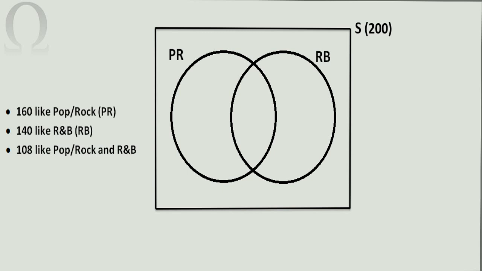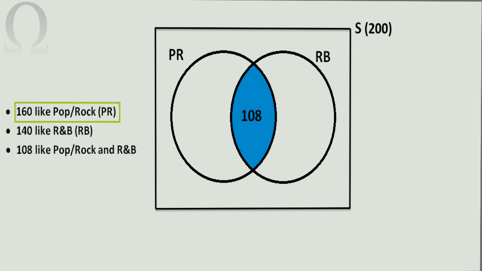Whenever populating Venn diagrams, we start with the innermost region, which is the intersection of the sets, and work our way outward. The area that represents teenagers liking both types of music is the blue shaded region, and since 108 teenagers like both types of music, we place 108 inside this region.